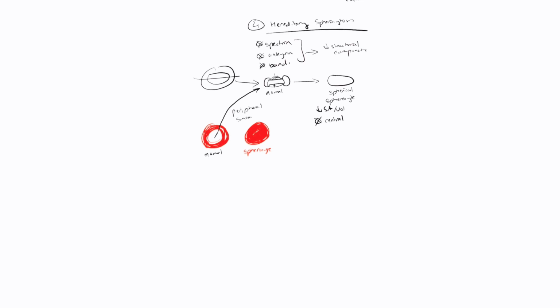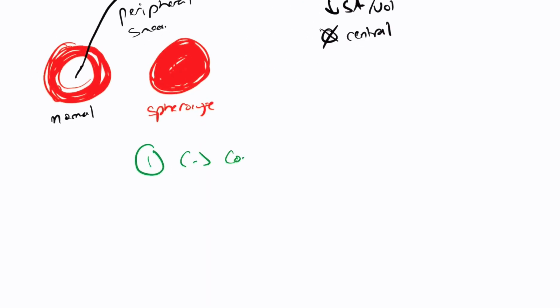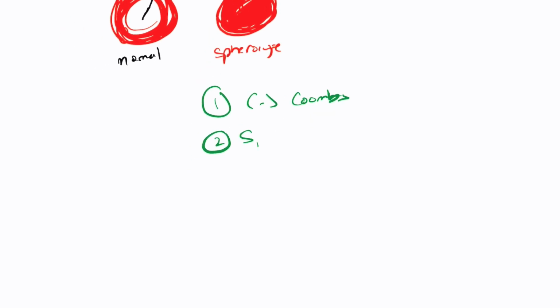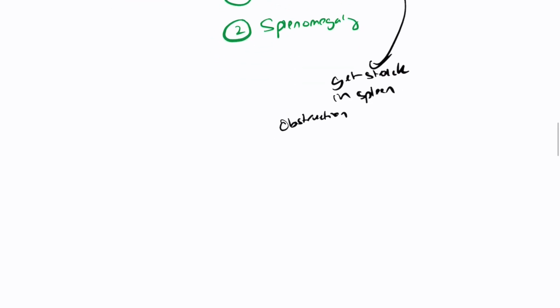The other clinical tie-ins that you have to know: it produces a negative Coombs test. The second thing is that it can cause splenomegaly. So why would it cause splenomegaly? Spherocytes get stuck within the spleen, and that causes obstruction and congestion within the spleen, which causes splenomegaly.